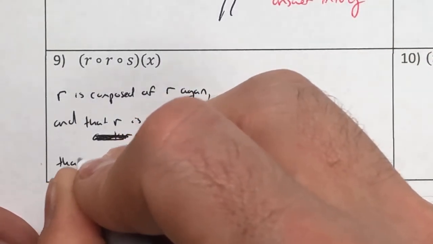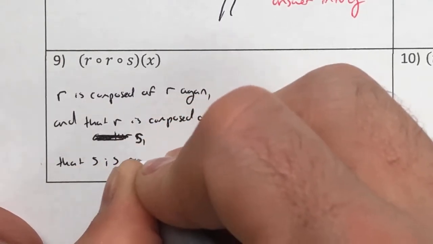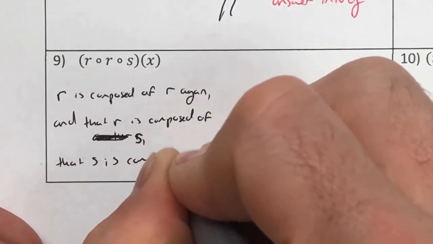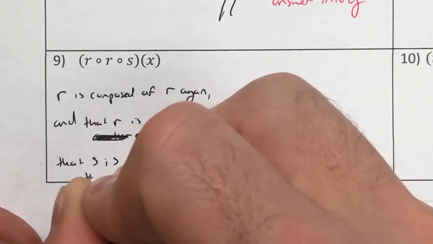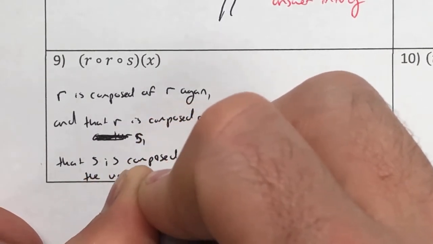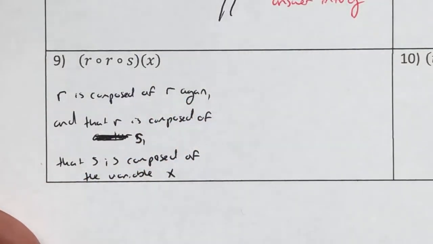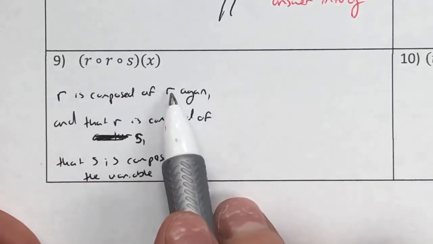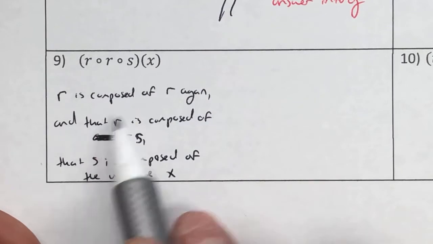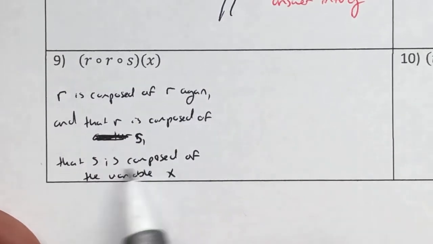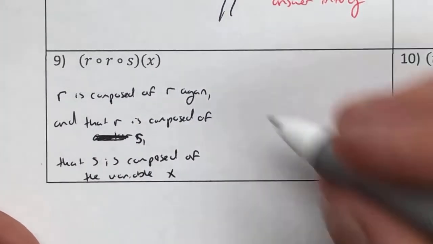And that S is composed of the variable x. So the first way that we can read that, R, which is made of R again, and that R is composed of S, and that S is composed of the variable x.